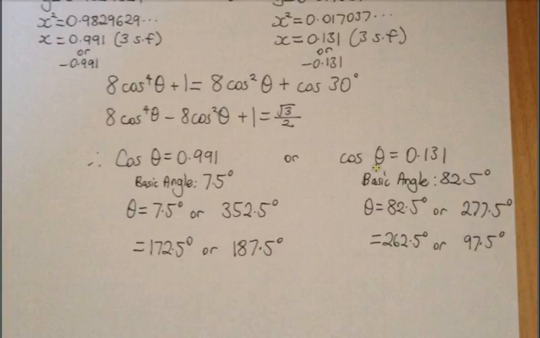When the answer is cosine theta equals 0.131, the value of theta will be these four angles here: 82.5 degrees, 277.5 degrees, 262.5 degrees, and 97.5 degrees, which gives us a total of 8 answers altogether.